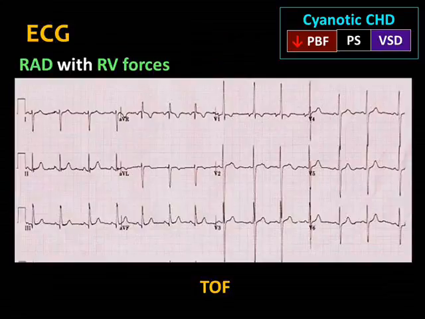This is a classical example of tetralogy of Fallot showing combination of RAD and RVH with the mean QRS axis around plus 110 degrees. RVH is seen with V1 showing a prominent R wave and V6 showing prominent S waves, indicating right ventricular hypertrophy.